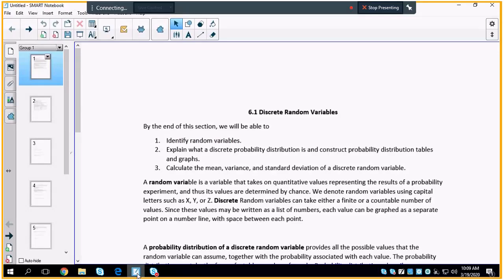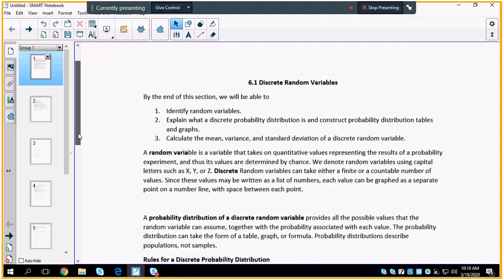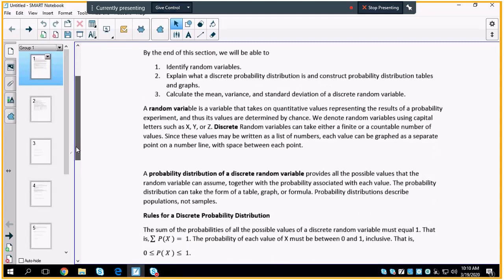Good morning. Today we are going to talk about discrete random variables. We'll start chapter 6. Our idea is to talk about discrete random variables, followed by the normal distribution and some applications of normal distributions. So we will introduce in our class today what random variables are.